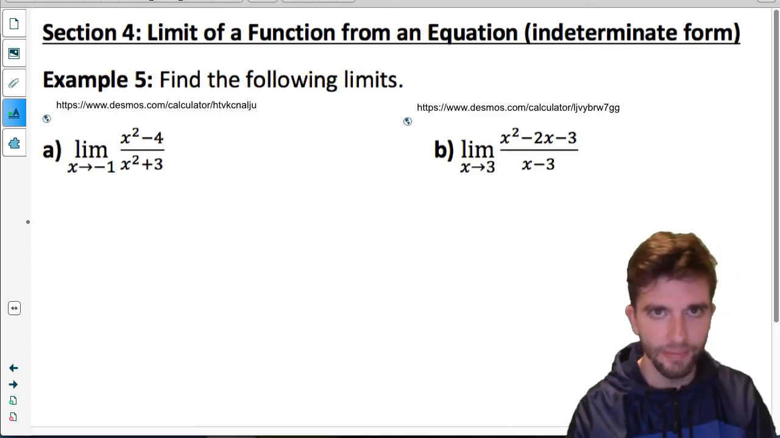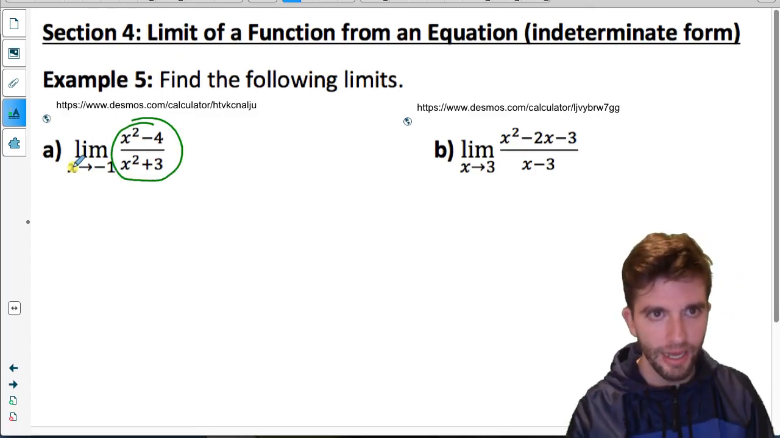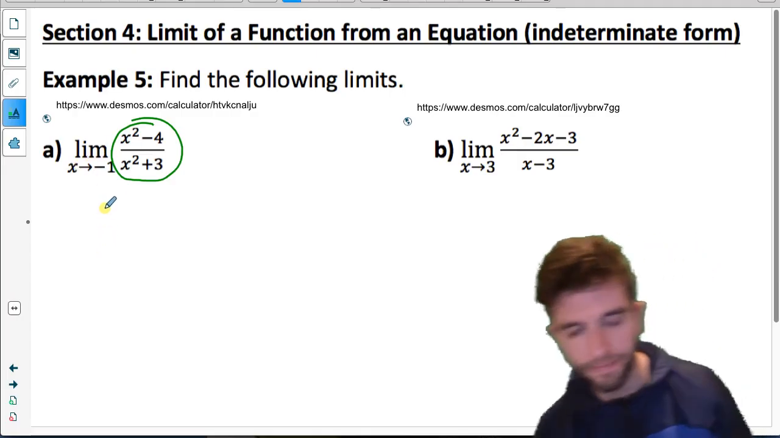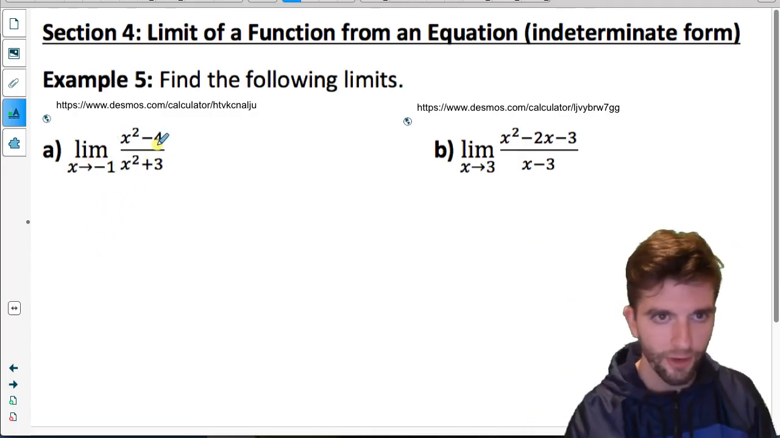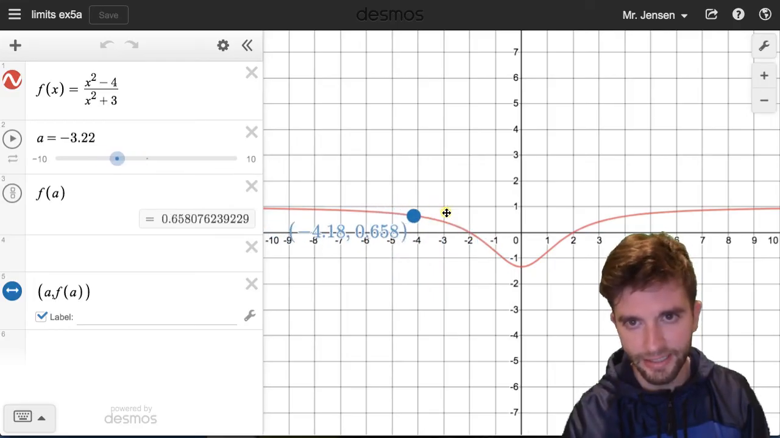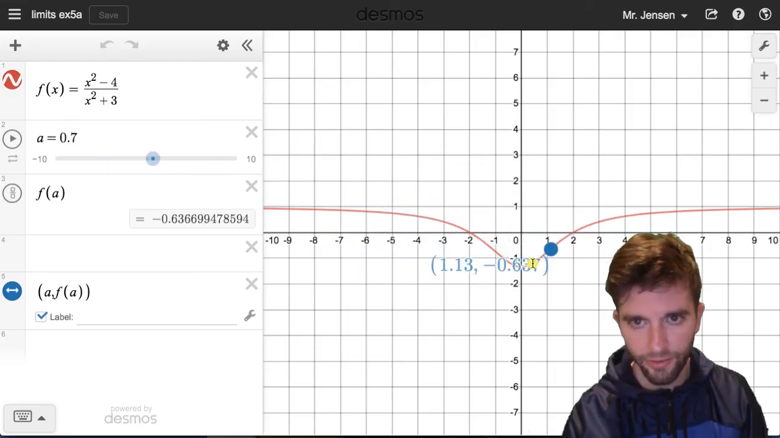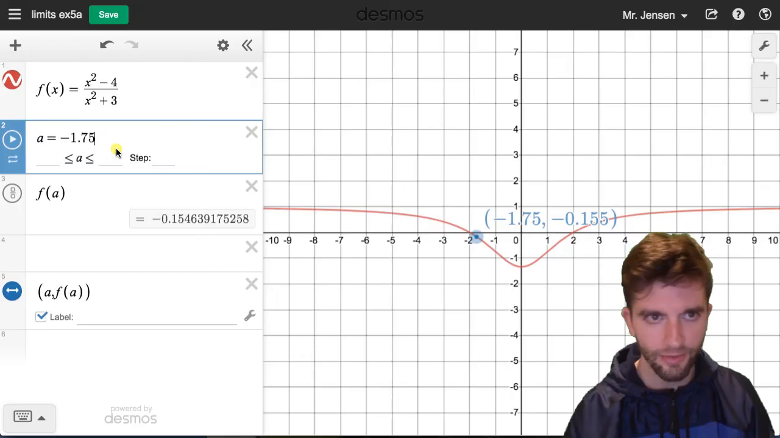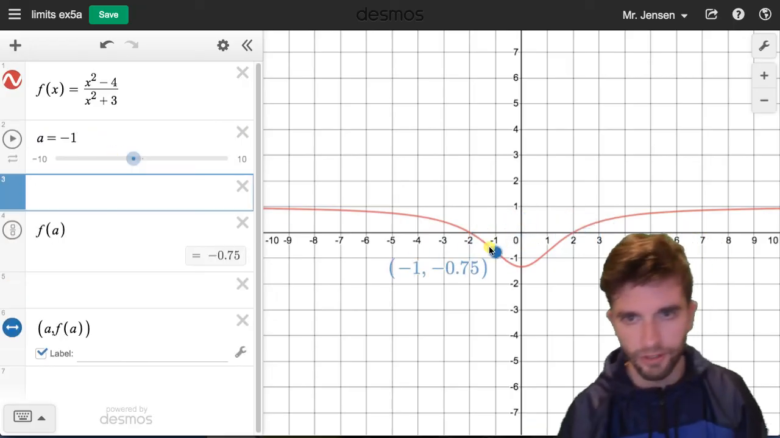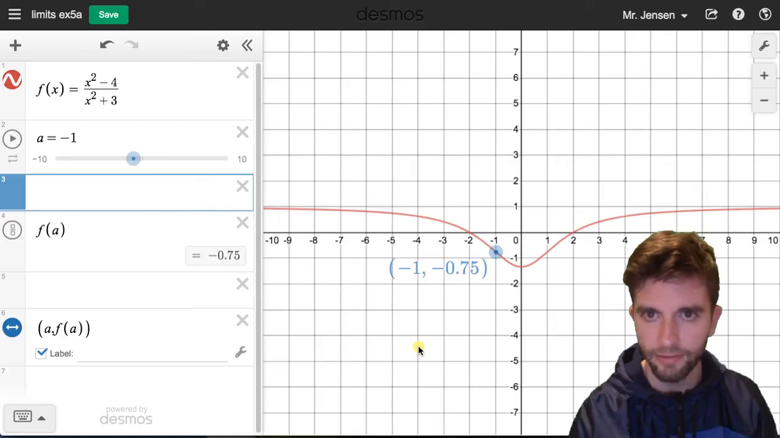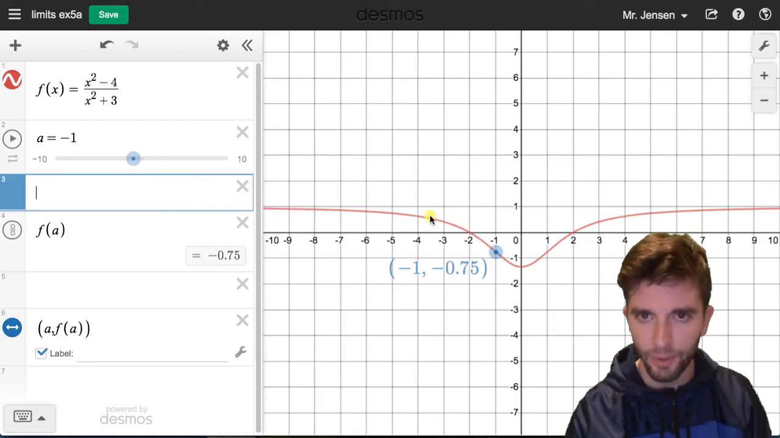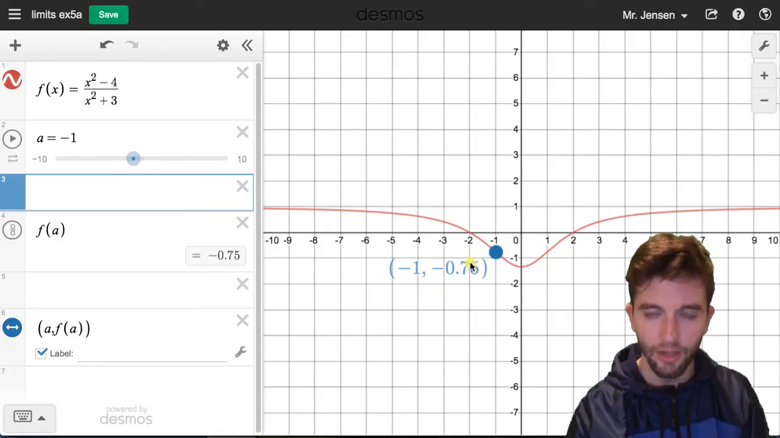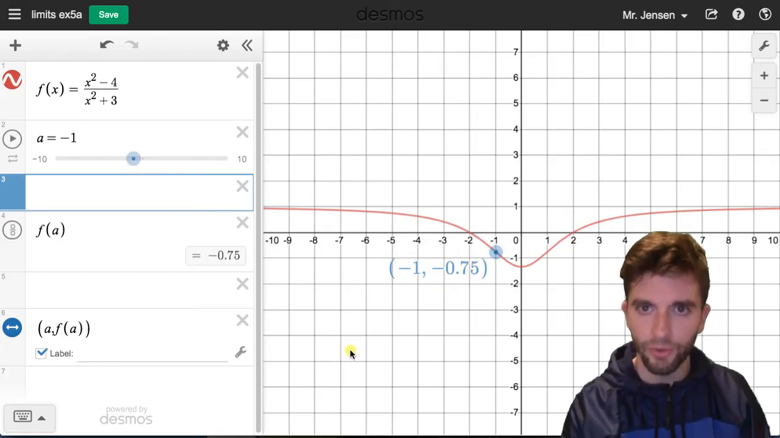So part A says find the limit of these values as x approaches -1. Well, if we look at this, the function is actually a continuous function. It exists for all values of x. So it actually exists when x is -1. If I plugged in an x value of -1, the function's right there at a y value of -0.75. And since it's a continuous function, as I approached an x value of -1 from the left, it would be approaching that point. As I approached an x value of -1 from the right, it would also be approaching that point. So wherever the function is when x is -1, that's also going to be the limit.